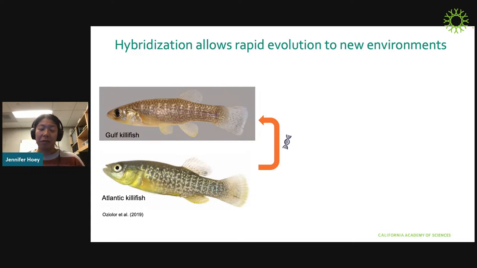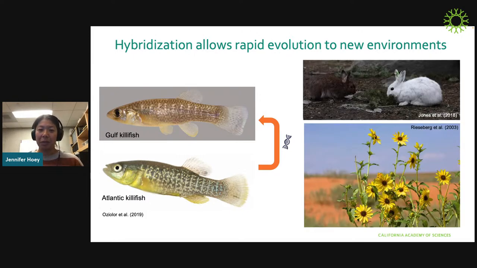So in the real world, we have a few examples of where hybridization has actually allowed for this rapid evolution into new environments. So in this first example, the movement of genes between Atlantic killifish populations and Gulf killifish populations actually resulted in the evolution of pollution tolerance. And then in some other examples, hybridization between snowshoe hares and jackrabbits resulted in the evolution of brown winter coats in mild winter environments. And in the sunflower example, hybridization resulted in adaptation to new environments, which sunflowers didn't exist in before, which was sand dunes.